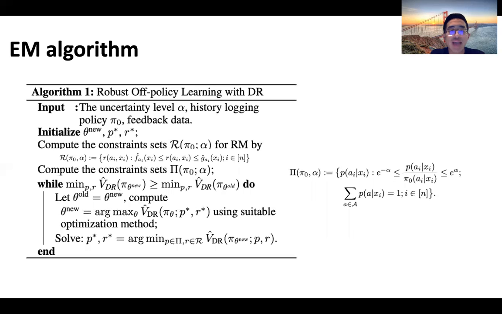Here we present the exact algorithm to apply the max-min framework to the doubly robust estimator. It turns out to be an EM algorithm. Each round, we minimize the inner problem and get a worse logging policy that accounts for the runtime uncertainties. That is specific to the last round logging policy. Then we figure out the policy that works best on such a logging policy.